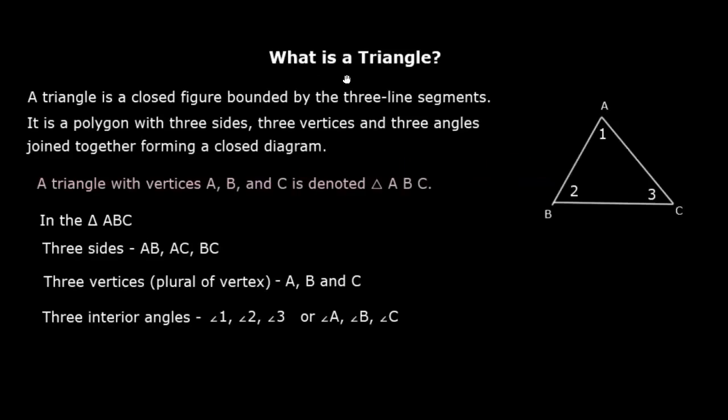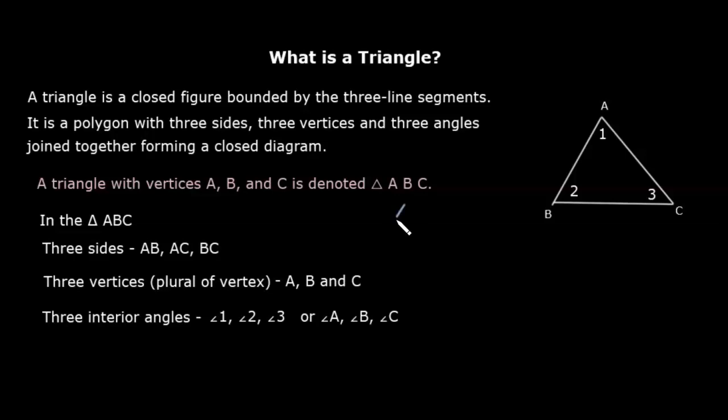What is a triangle? A triangle is a polygon with three sides. A triangle is a closed figure bounded by three line segments. It is a polygon with three sides, three vertices, and three angles, joined together forming a closed diagram. And we denote a triangle ABC by this symbol of triangle written with ABC.